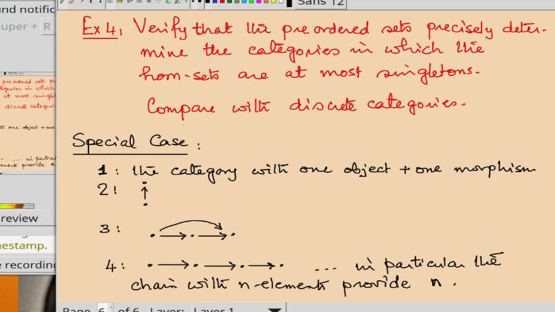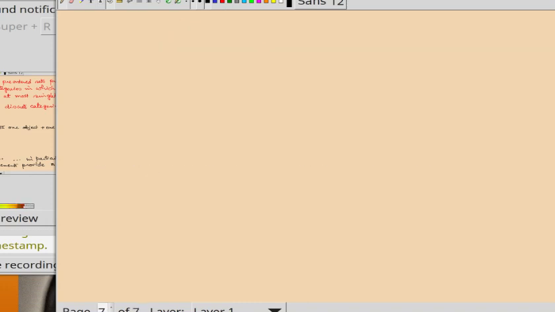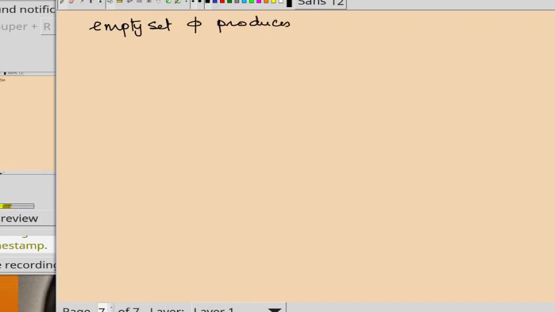And then obviously we can have the category which has no objects. So the empty set produces the category 0. So it has no objects and no morphisms. Alright? Okay.